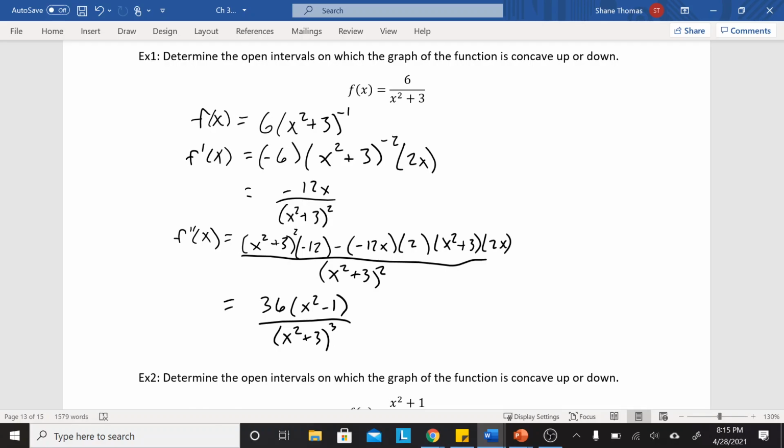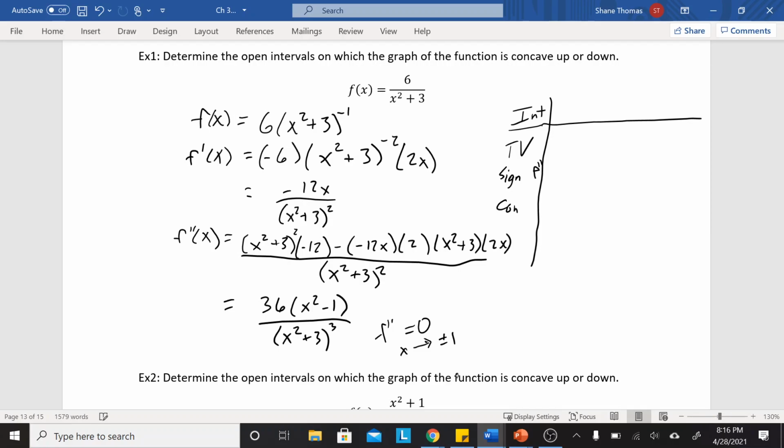Now, f double prime of x is equal to 0 when x is plus or minus 1. Those would be the points that are going to matter for us here. It's going to be 0 because 1 or negative 1 gives us a 0 on top of the fraction. So now we want to test the intervals. Kind of like we did before: the intervals, the test value, the sign of f double prime, and then we're going to have a conclusion again.